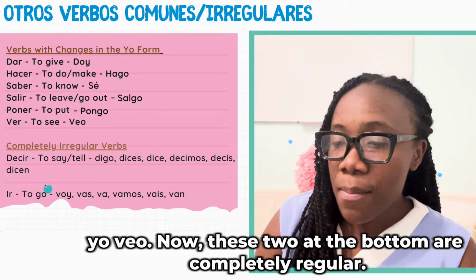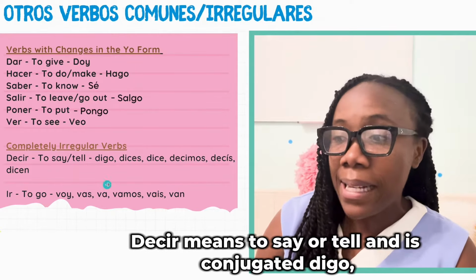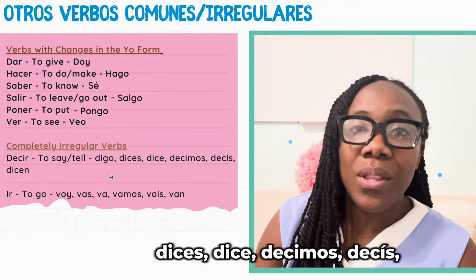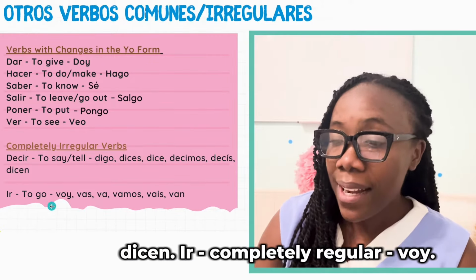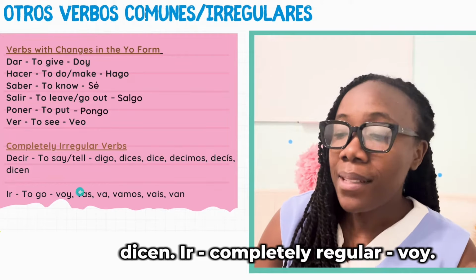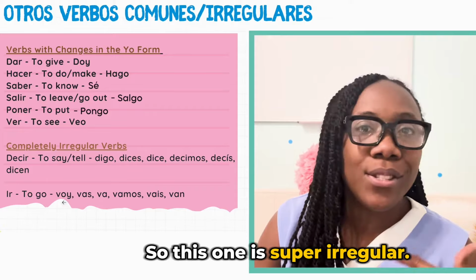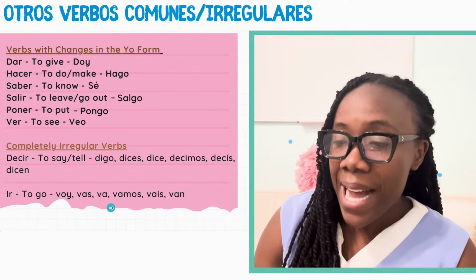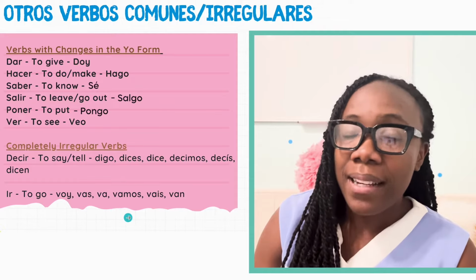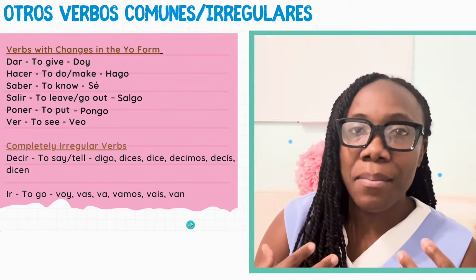Now, these two at the bottom are completely irregular. Decir means to say or tell and is conjugated digo, dices, dice, decimos, decís, dicen. Ir, completely irregular. Boy, I mean, there's no V in ir, so this one is super irregular. Voy, yo voy, tú vas, él, ella, usted va, nosotros vamos, vosotros vais, ellos, ellas, ustedes van.